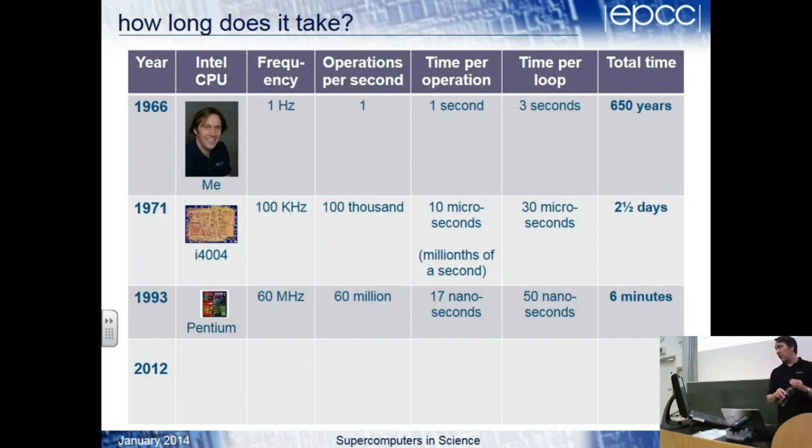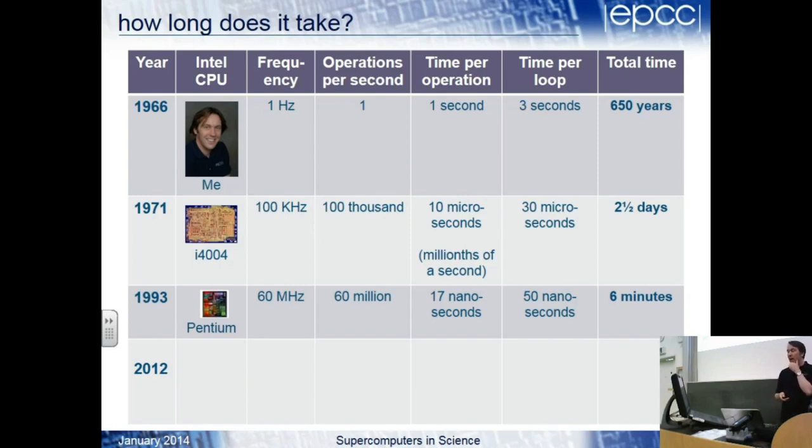It was issuing instructions of 60 million operations per second. That's 17 nanoseconds per operation, or the time per loop was 50 nanoseconds. And that means the total time comes down to 6 minutes. So over those two decades, you've gone from a calculation which you would have to set running and go away and come back in days to something where you could go away and come back and have a cup of tea, and it would be done.